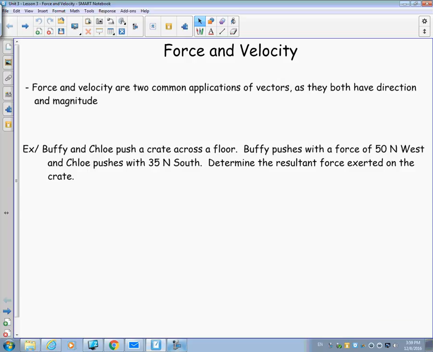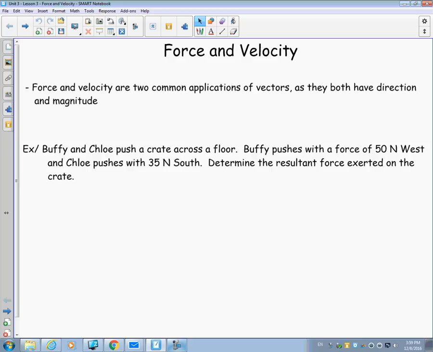In this lesson, we're going to look at some examples of how vectors are used in the real world, how we can apply them to real life situations. Two of the more common things are forces and velocities. Force is something we usually use in physics. It's the amount of work you do when you're moving an object. You're pushing, you're pulling, you're using forces.